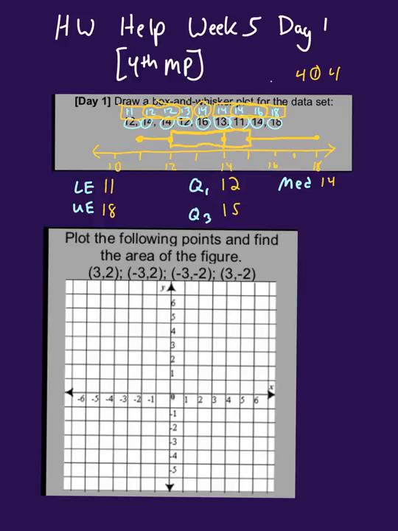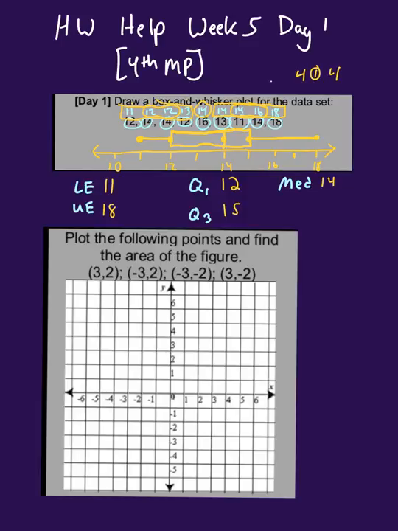All right, now let's go down to the problem below. This says plot the following points and find the area of the figure. Now first off, I see there are 4 points. So there's going to be 4 vertices or corners. So this is either going to be a rectangle, a square, could be a parallelogram, could be a trapezoid. So let's plot those points.